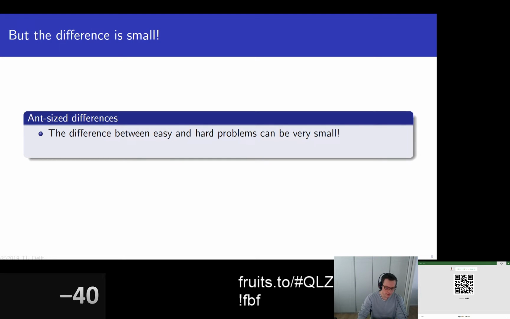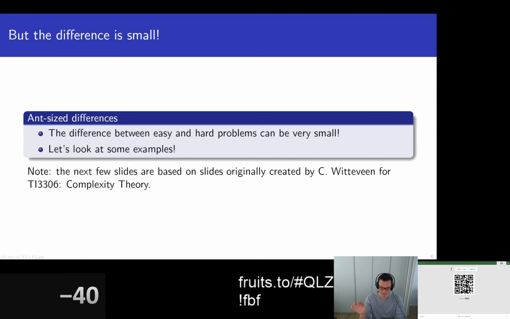Now, this difference can be a very small difference. I can change just one tiny thing in a problem, and it suddenly becomes hard, whereas before it was easy. And to show you this, I want to take a look at some examples together with you. And I've based these on slides that my colleague Kees Witteveen originally created for the course of complexity theory.